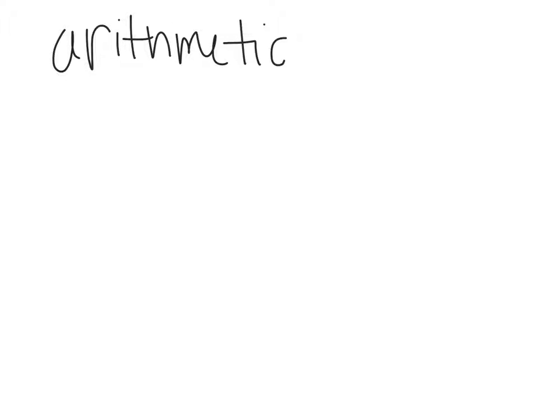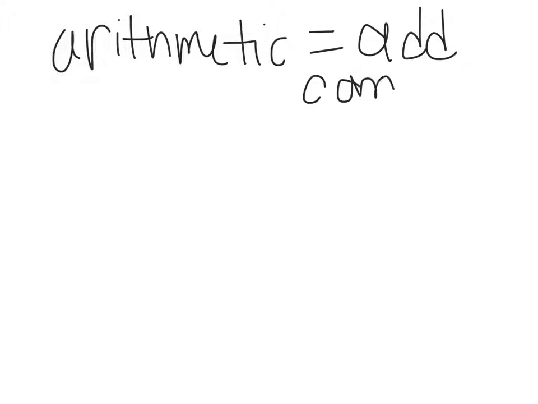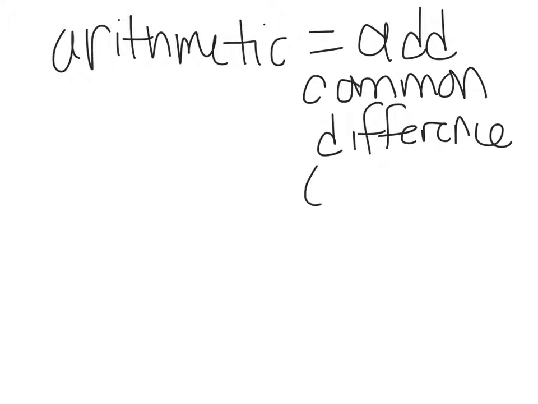Okay, so number 1 on your review says, what is the difference between an arithmetic and a geometric sequence? Well, arithmetic means that you're adding a common difference. So for example, you could add 2, or maybe you could add -3, or maybe 6, or -7, but all of those are common differences.